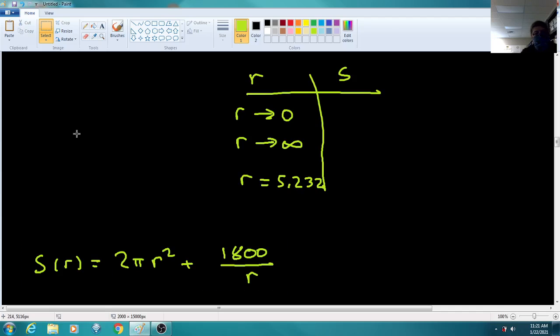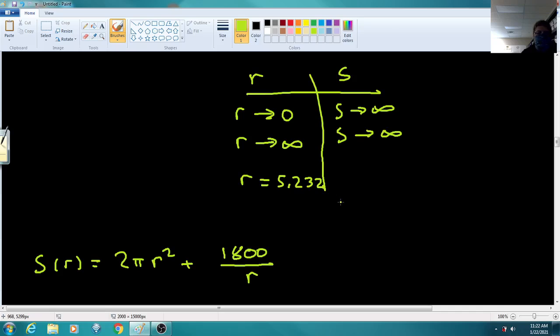As r goes to 0, this first term goes to 0, and you get 1,800 divided by something that's going towards 0. When you divide by something going towards 0, that heads off towards infinity. So in this case, as r goes to 0, s heads to infinity. As r goes to infinity, the r squared term runs off to infinity, so the first term goes to infinity, and you get 1,800 divided by something running to infinity, which heads to 0. So you also get s heading out to infinity in both those cases.